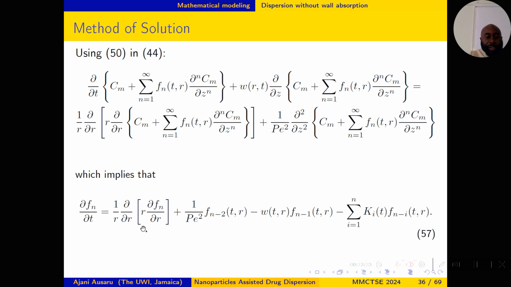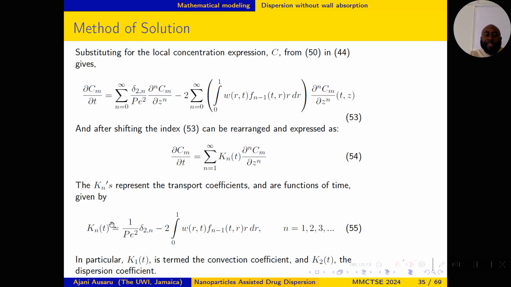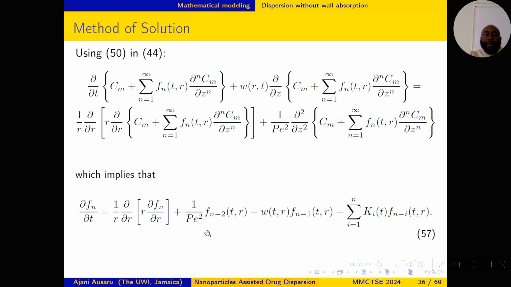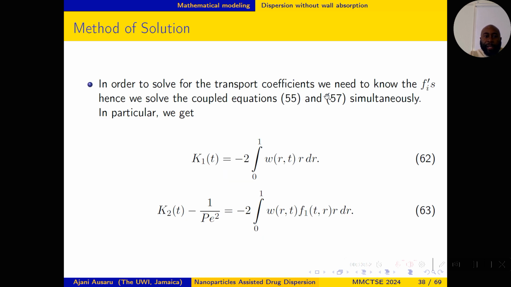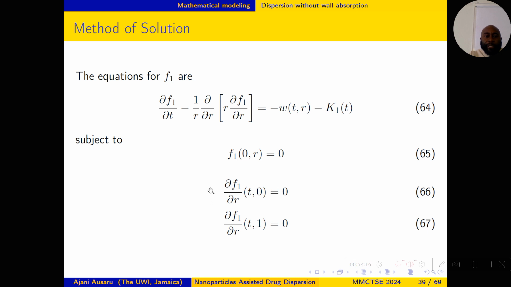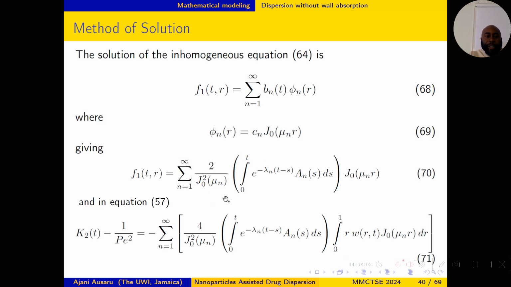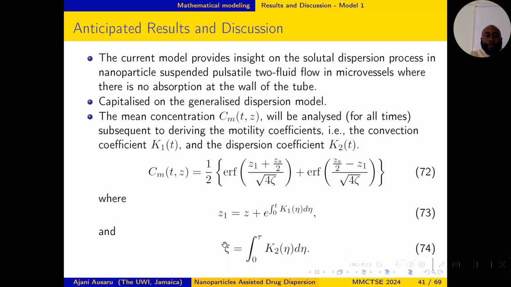And we also solve for the fn's, which are concentrations, and we notice that we have a coupled system of equations. The fn's here depend on the Kn's, just as the Kn's here depend on the fn's. And so the initial and boundary conditions on the fn's are given by equations 58 through 61. And since they're coupled, we solve them simultaneously, and we arrive at expressions for K1 and K2, and for our f1's as well, and the solutions for f1 using eigenvalue expansion and separation of variables and so on. And so we can write K2 as such since the equations are coupled.